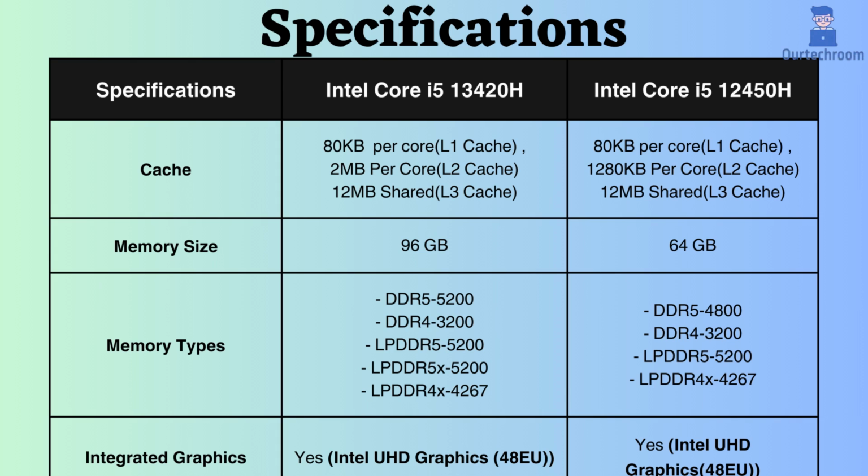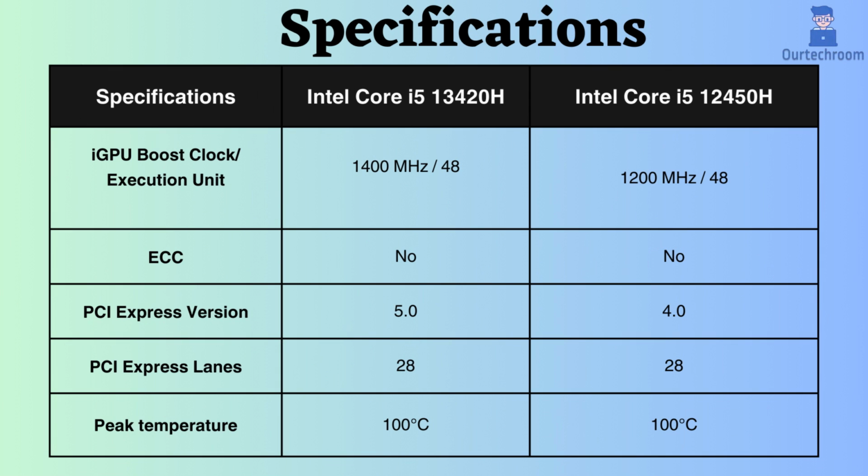Both of them support integrated graphics, but the boost frequency of the graphics for the Intel Core i5-13420H exceeds that of the Core i5-12450H by 200 MHz. Consequently, for graphical tasks, the Core i5-12450H performs better. Neither of them supports ECC, making them unsuitable for critical systems such as workstations and servers.